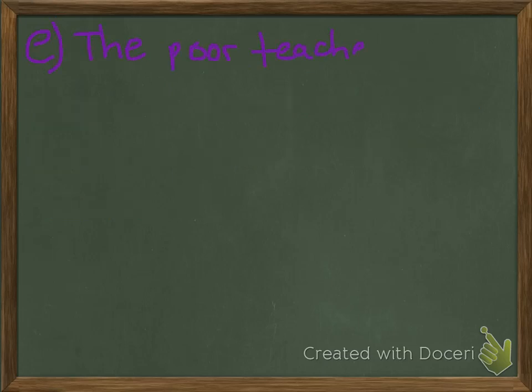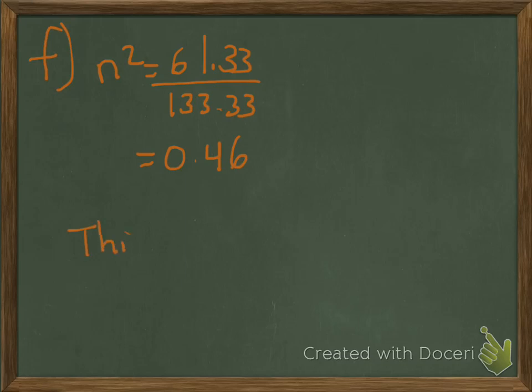Letter E. The poor teacher group is driving the treatment effect in this study because it has the largest mean compared with the other two groups. For letter F, you find your eta squared and that will equal 0.46, and this is a medium effect.